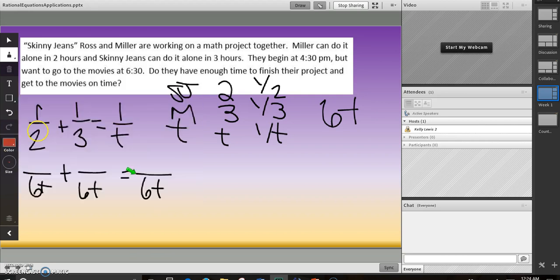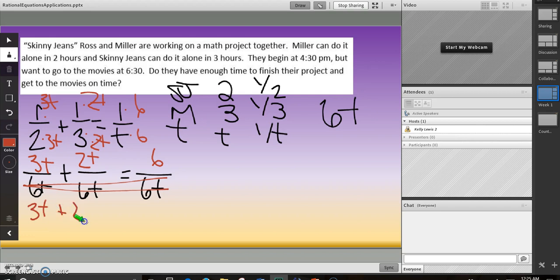To get this to be 6t, we're going to multiply by 3t. To get that to be 6t, we're going to multiply by 2t. To get that to be 6t, we're going to multiply by 6. So the bottom's the exact same. So we have 3t plus 2t equals 6. So what we really have is 5t equals 6. All right, and then we're going to divide by 5 on both sides. So we get t equals 6 over 5.